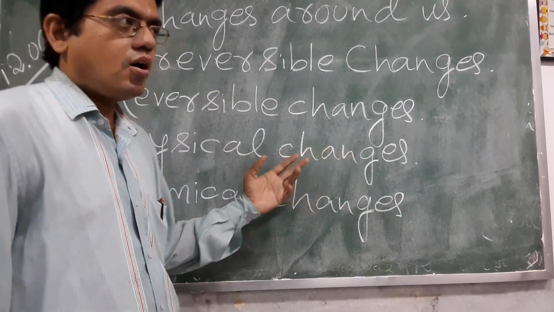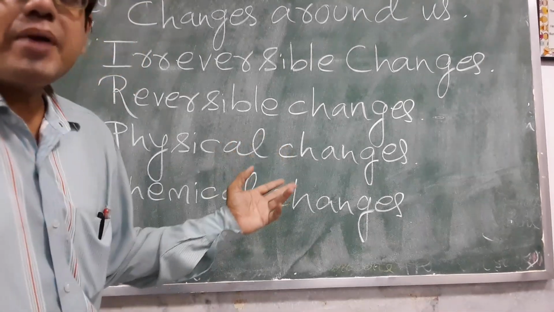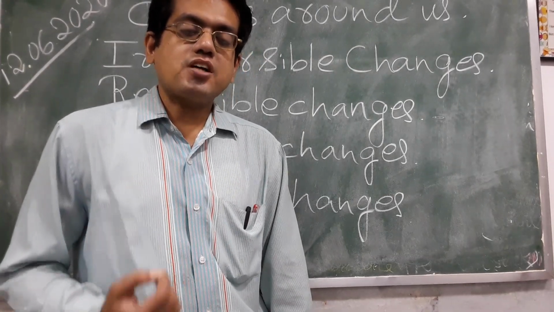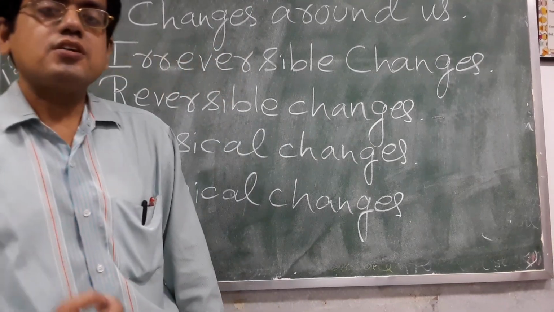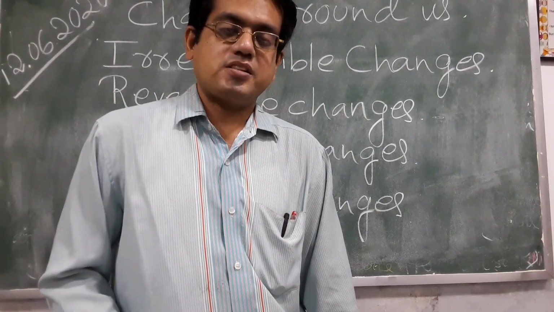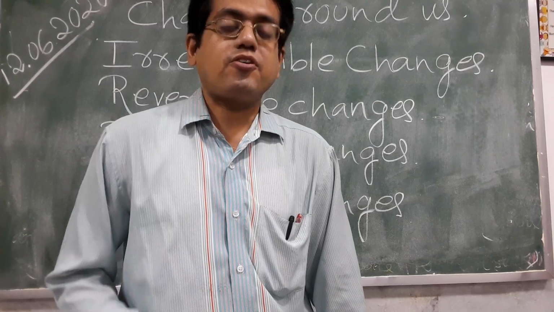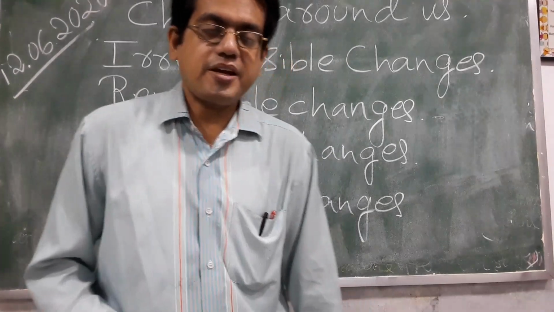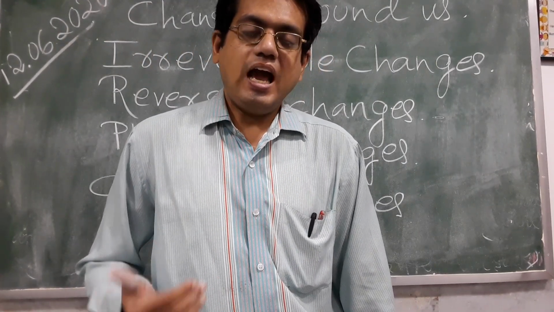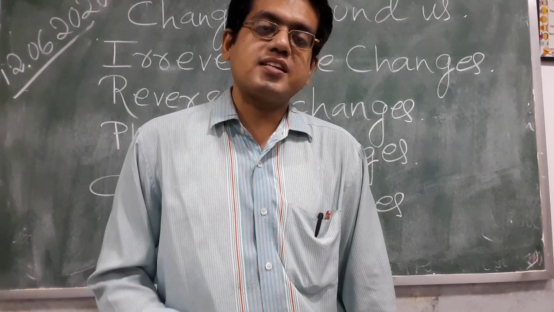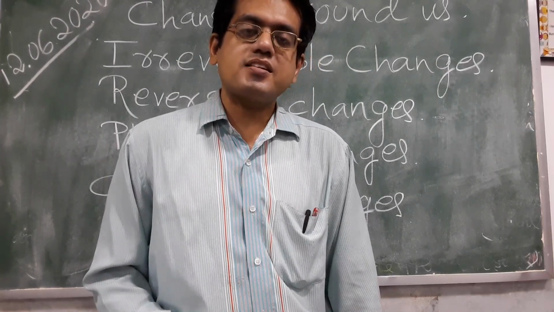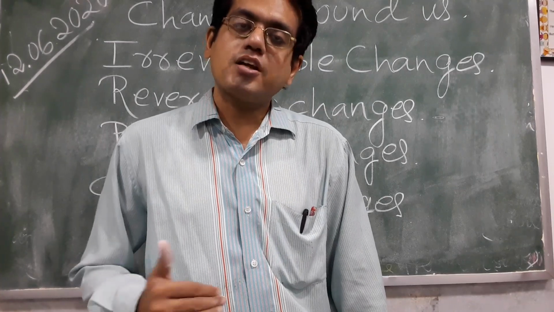Let us concentrate on physical changes. I mentioned a few minutes before that physical changes are those changes in which there is no change in the chemical properties. There is change only in the physical properties. No new substance is formed. For example, melting of ice. Ice melts at 0 degrees Celsius to form water, and water freezes at 0 degrees Celsius to form ice. It is because the freezing point of water is equal to 0 degrees Celsius. The melting point of ice is also equal to 0 degrees Celsius.